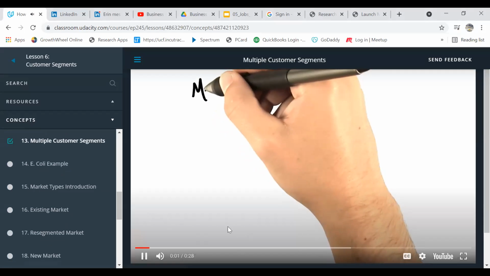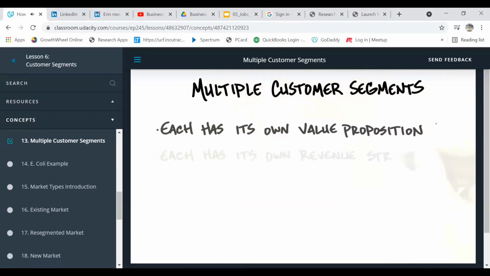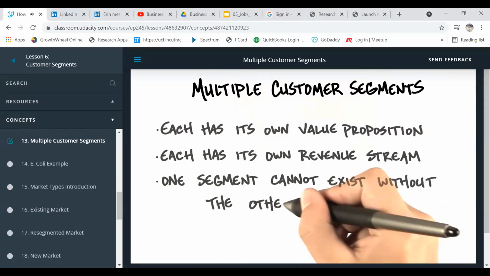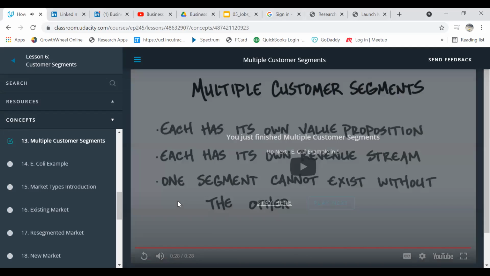So just to summarize, for Google search, each had its own value proposition, but most importantly, each had its own revenue stream, and one segment cannot exist without the other. That is, if you had users but you had no revenue, you'd be out of business over time. But if you had a revenue model but no users, there would be no reason for those advertisers to show up. Now, this was an example of a two-sided market. Let's see what happens when we have multiple sides.